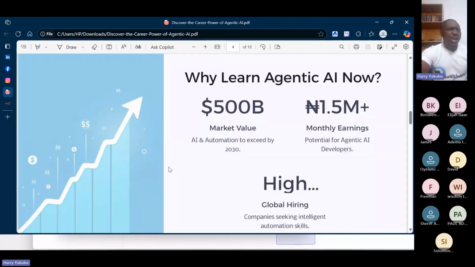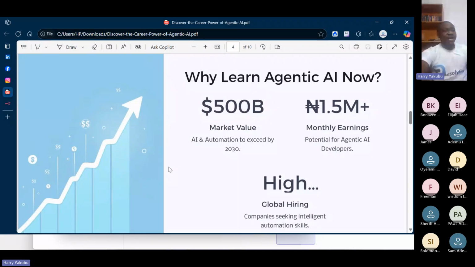So why do you need to learn agentic AI right now? Studies show that the market value of the AI and automation industry is set to be around $500 billion by 2030. I mean, that's why I said this is the best time to be alive, because you are coming into a thriving economy that is still quite nascent.